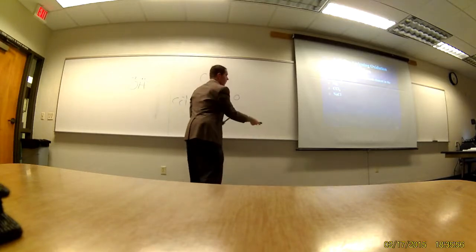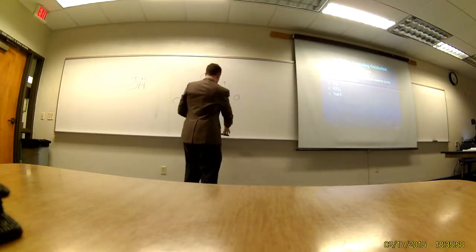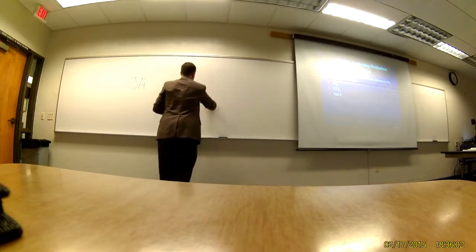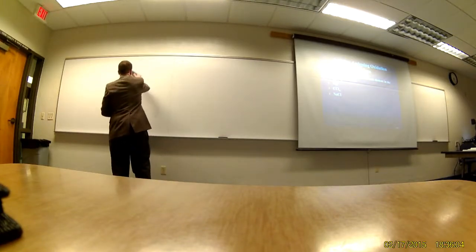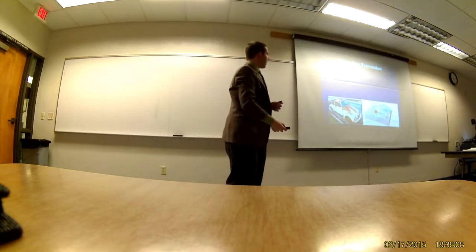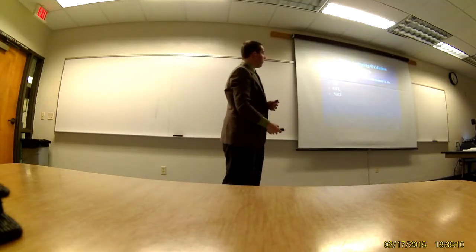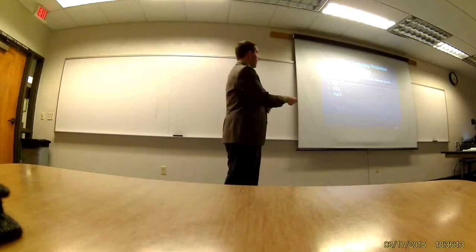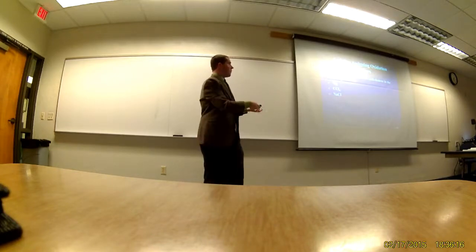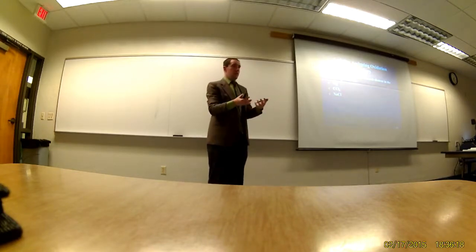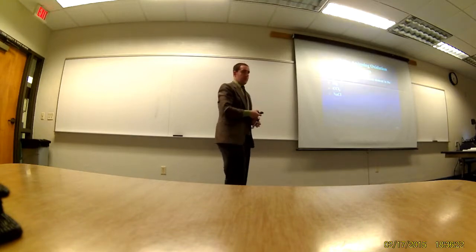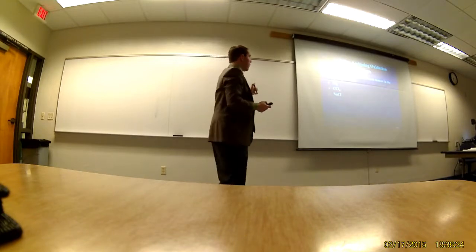So what is the oxidation number of the chlorine in NaCl? Negative 1. How about the sodium? Plus 1. Easy enough? Chlorine is always minus 1. Sodium is always plus 1. So it's 0, which makes sense because there's no charge here. Got it.